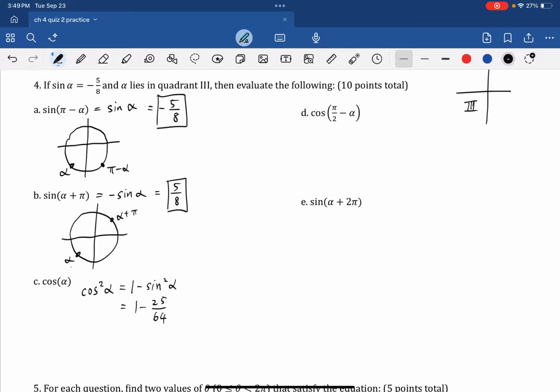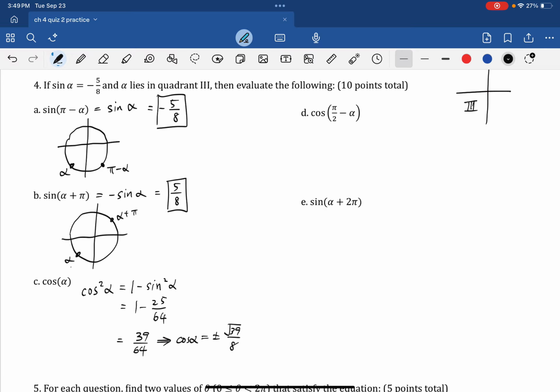Okay, which is equal to what, 39/64? Hope that's right. So that means cosine alpha is equal to plus or minus square root of 39/8. Now, we don't know whether it's plus or minus yet, but we can deduce based on which quadrant that alpha lies in.